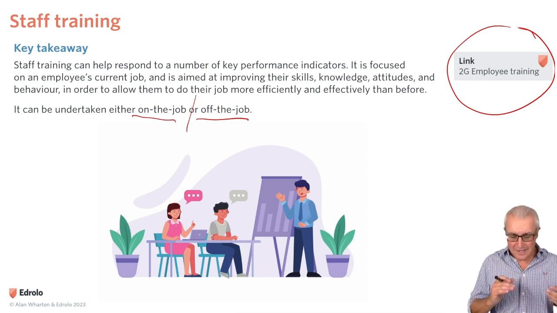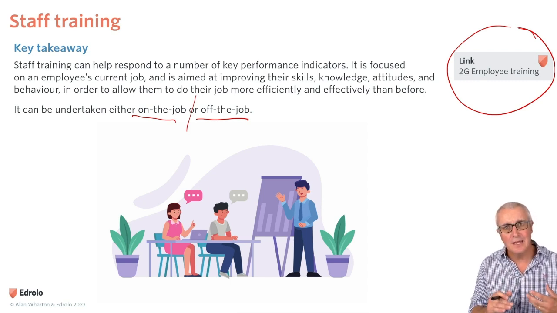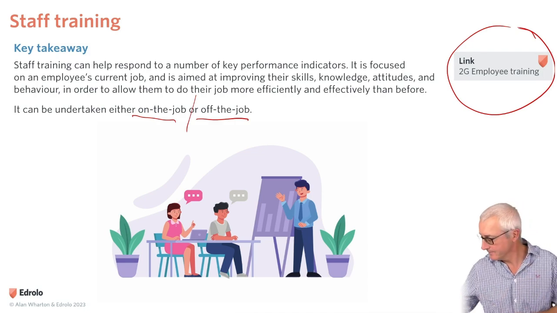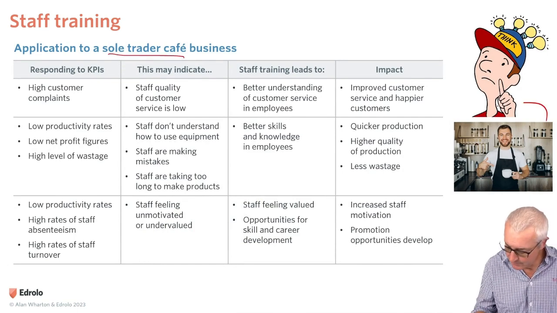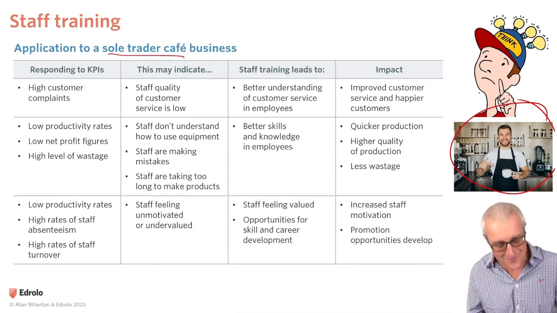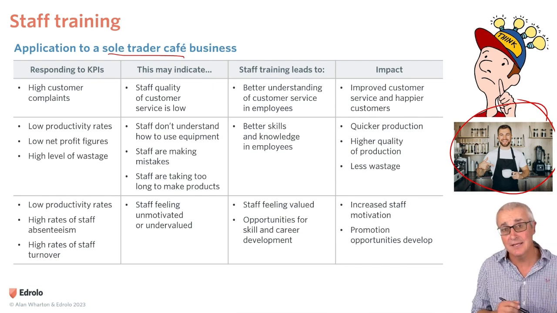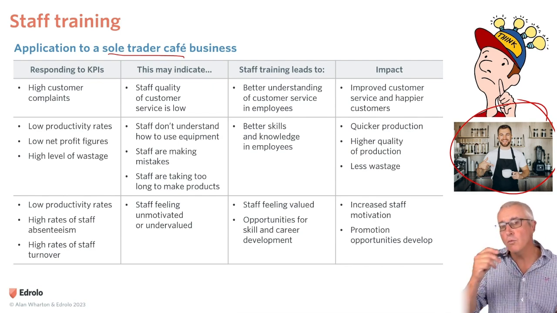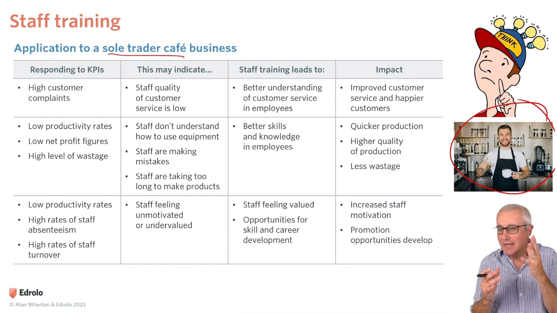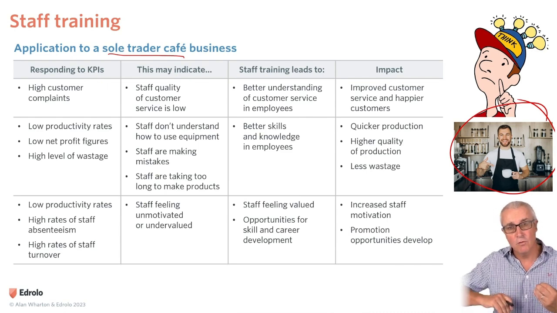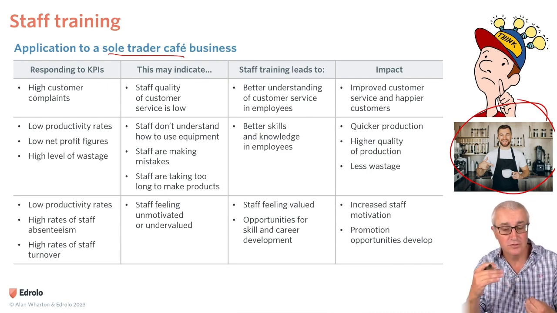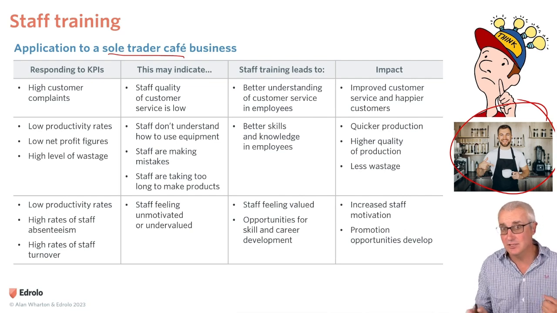If we give them those skills, how is that going to help respond to some of these key performance indicators? Let's imagine we are still in that cafe business. I've got a sole trader cafe business going along. I'm a very happy person over the corner here. And in come these key performance indicators. What would we do? We want to be thinking like a bit of a detective sleuth. What are the indicators probably telling us? And then what strategies can we use to respond to those?